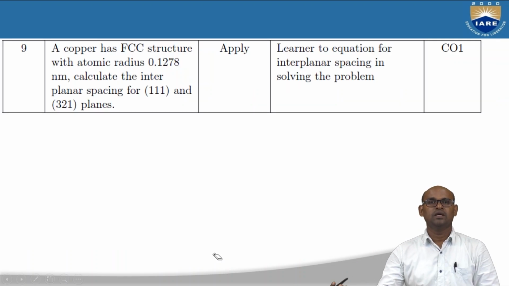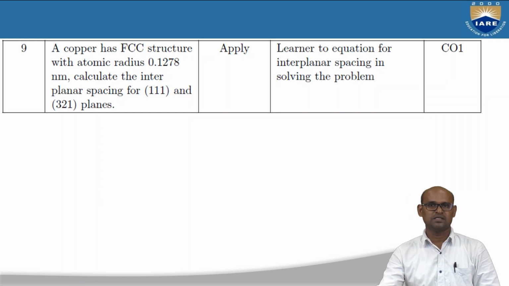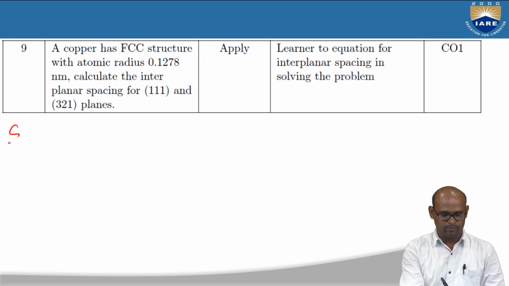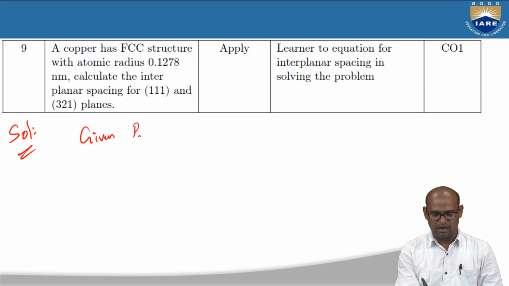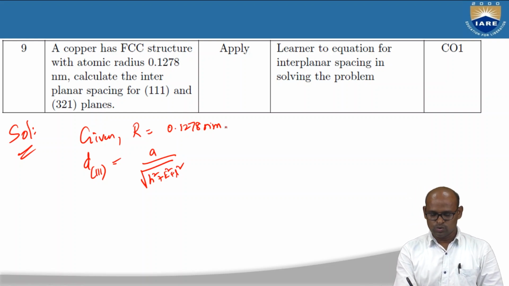The 9th problem is: copper has an FCC structure with atomic radius 0.1278 nanometers. Calculate the interplanar spacing for the 111 and 321 planes. They have given the atomic radius R as 0.1278 nanometers. We need to calculate the interplanar spacing D for the 111 plane. D is A by square root of H square plus K square plus L square, so we need to know A to calculate D. Using the formula for the FCC structure, the radius R is equal to A by square root 2.